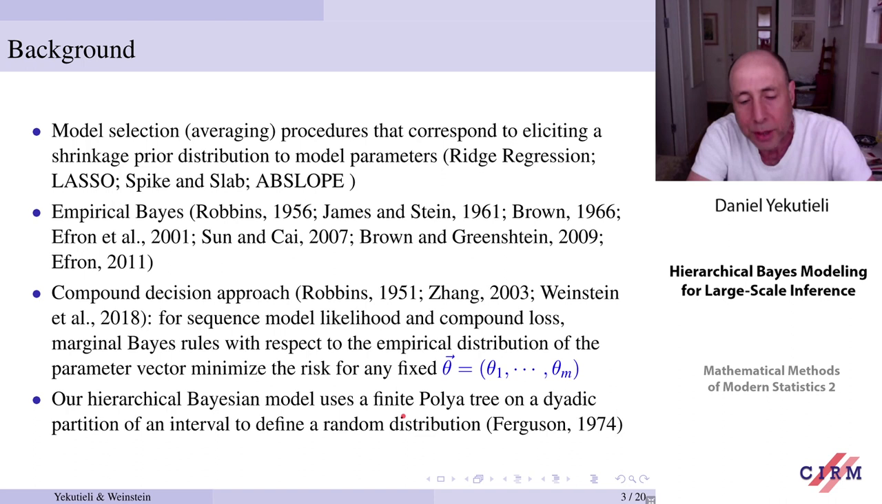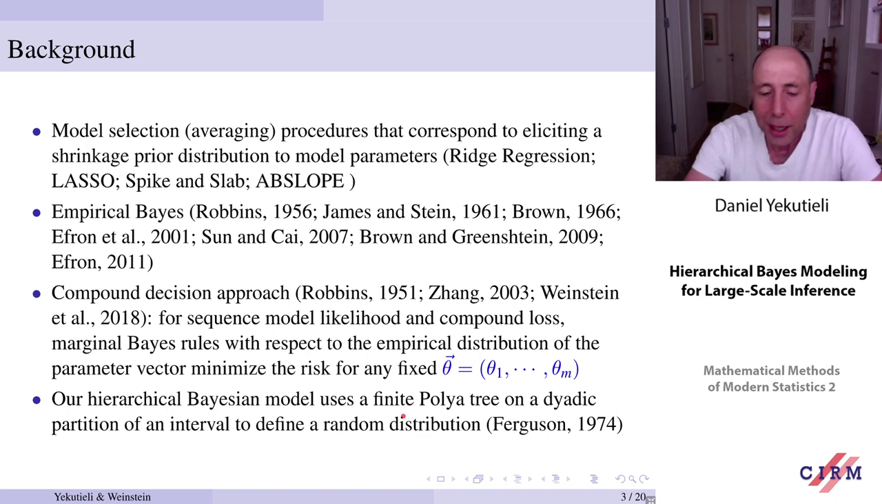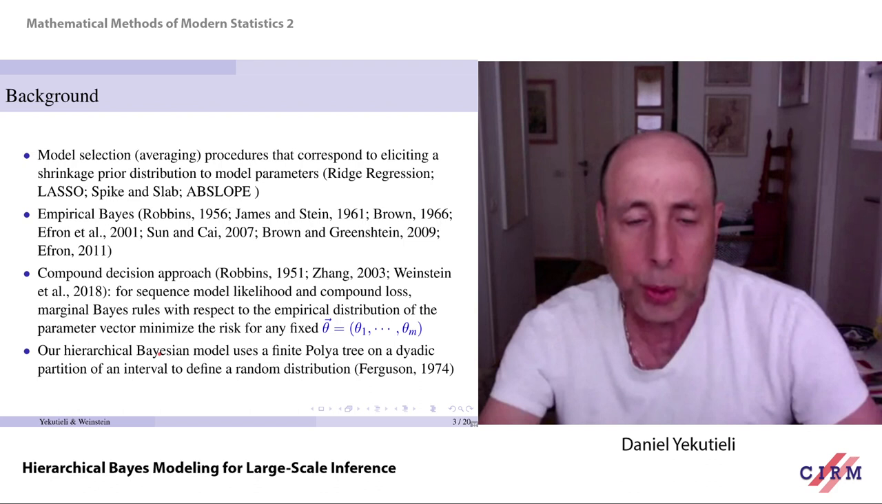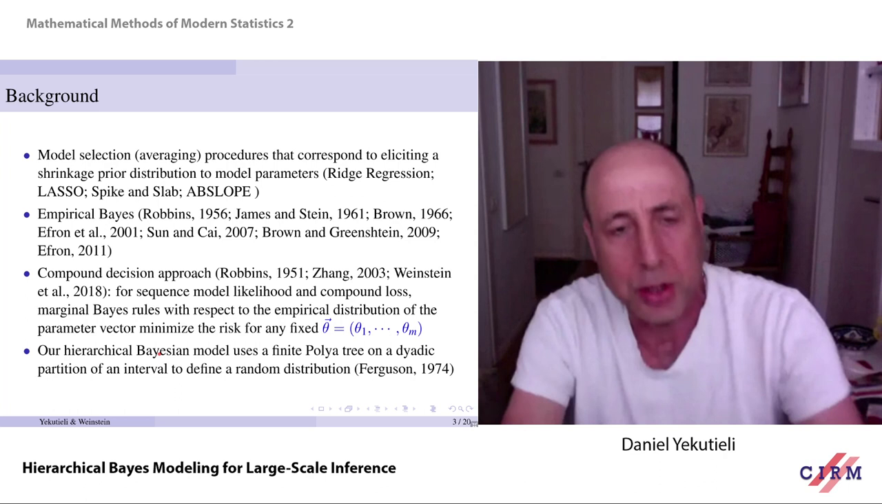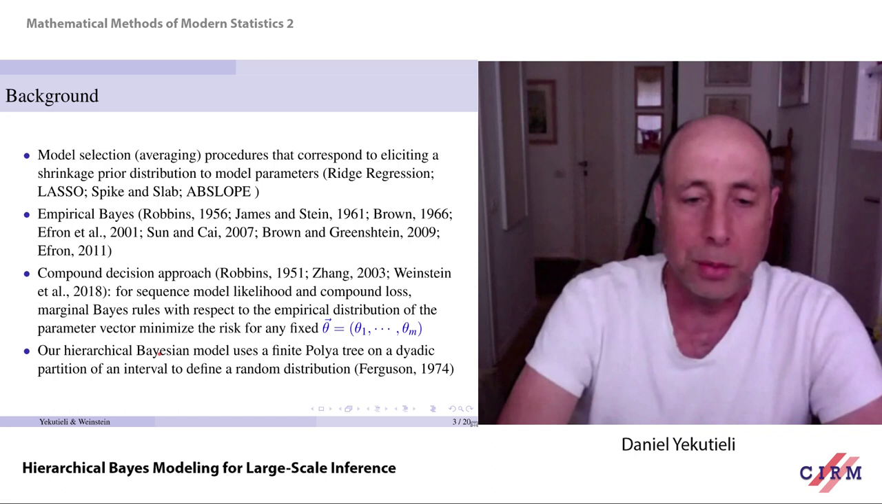Lastly, to actually implement our approach, we turn to Ferguson's work in 1974 and use a finite Polya tree on a dyadic partition of an interval to define the random distribution. So this is basically what is similar to what we do. Now I'll move on to present our new approach.